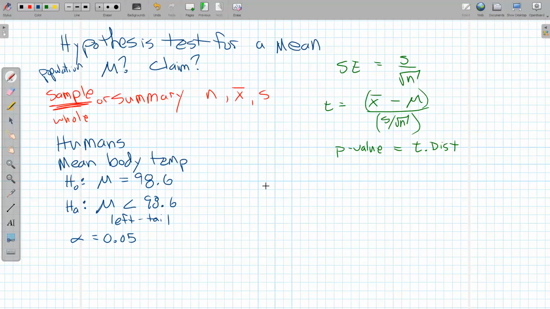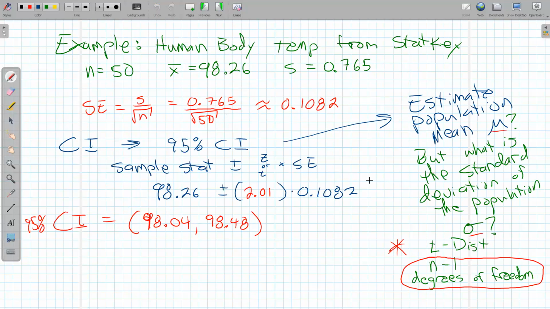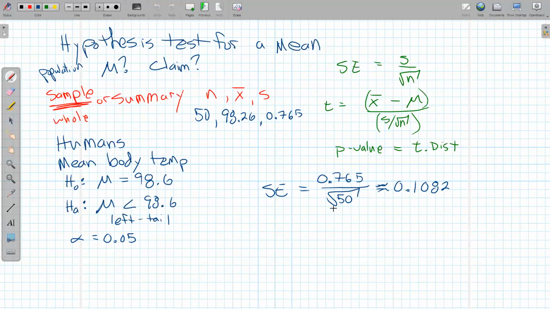So I need to know what the standard error is, and that means I need these summary statistics. Let's see, what did we have? N was 50, X bar was 98.26, and S was 0.765. So our standard error is going to be 0.765 divided by the square root of 50, which we calculated earlier was about 0.1082. Let's see, how's my memory? Yep, that's what I claimed based on my calculator.